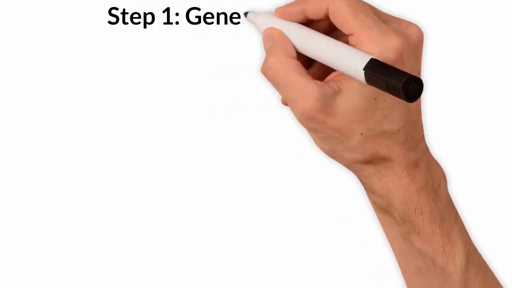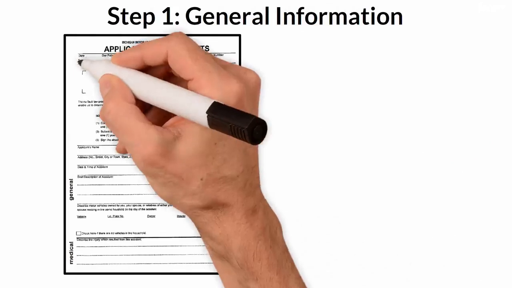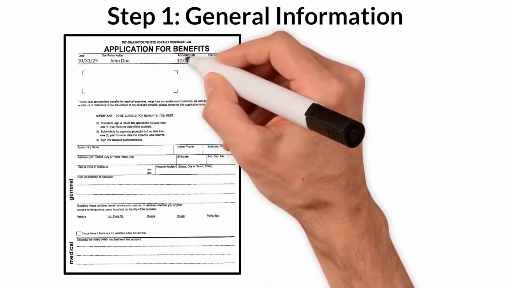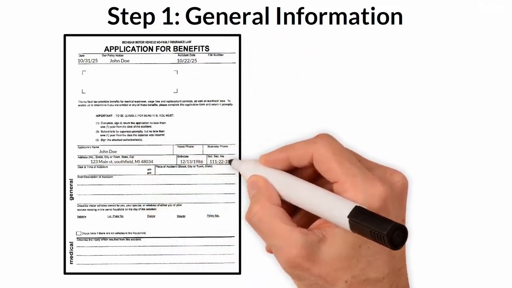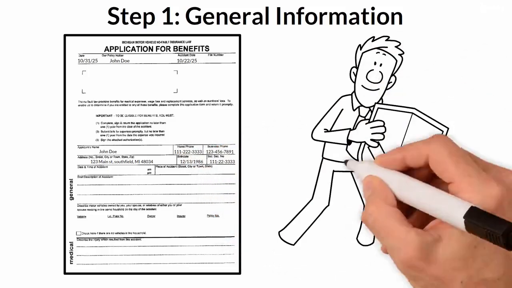Step 1. General information. First, at the top of the form, you'll need to fill out today's date, your name, and the date of the accident. Then, fill out the section with your legal name, address, date of birth, social security number, and contact information. Fill this out completely and accurately.